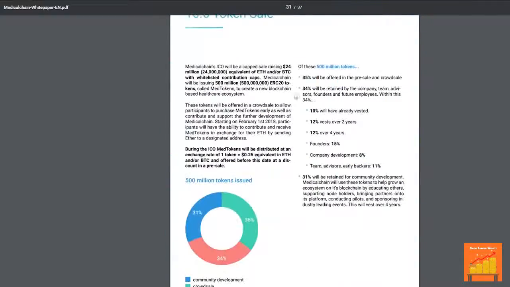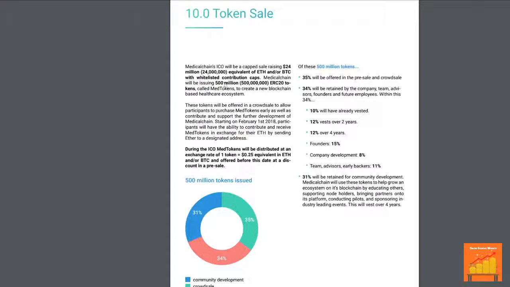Maybe the information's there. Token sale. Capped at raising $24 million. Cool. 500 million ERC20 tokens. So it's 500 million circulating supply, or total supply. Here we go. Tokens to be offered in a crowdsale starting February 1st, 2018. So that's when the ICO starts. So we're in pre-sale right now. ICO starts February 1st, 2018.